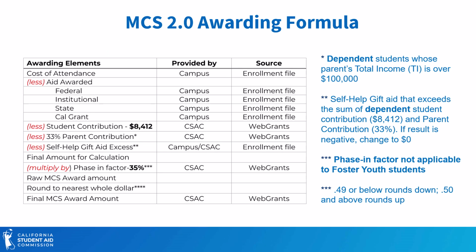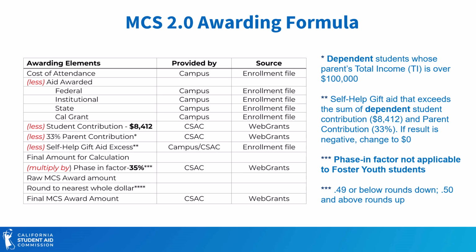Here is a visual of the award formula we just reviewed with a few notes. We see all the information used in the MCS award calculation as well as the source of the data. So we start with the college cost of attendance, then other aid, student and parent contributions, and self-help gift aid are deducted. The resulting figure is the raw MCS award and is reduced by the 35% phase-in factor for all students except for foster youth.